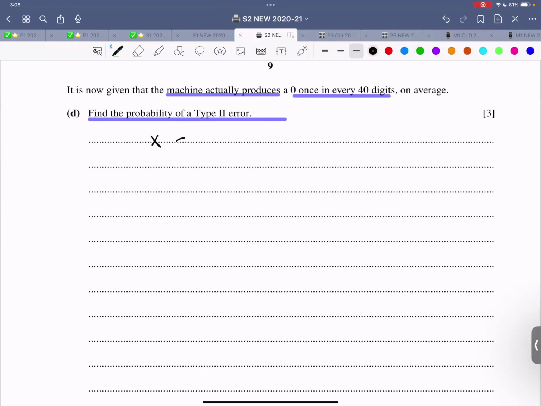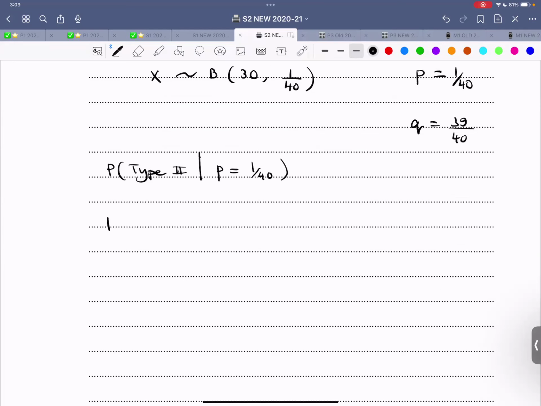So now you will write x follows a binomial distribution. Number of trials is the same. Probability of success has changed. So probability of success is 1 over 40. Probability of failure is 39 over 40. Let us leave it in fractions. The probability of type 2 error, given the probability of success has changed, is the probability x is greater than or equal to 1. That is the acceptance region.